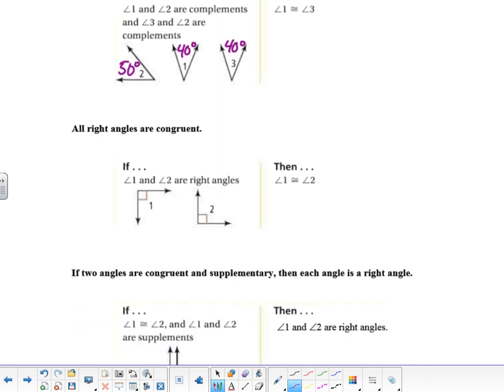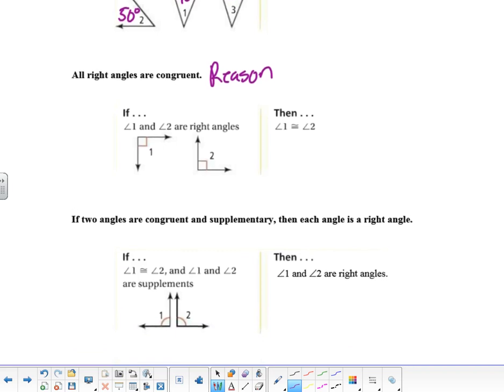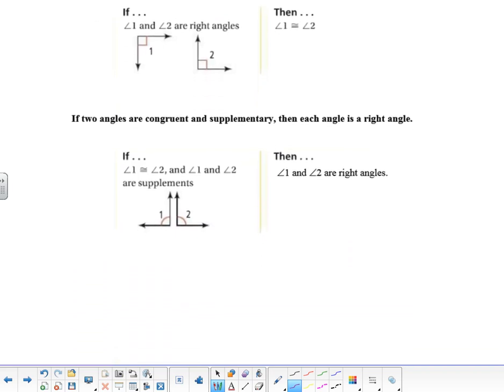All right, here's one that we've seen before. Again, this is a reason. All right angles are congruent. So if they're right angles, we can make a statement that they're congruent.